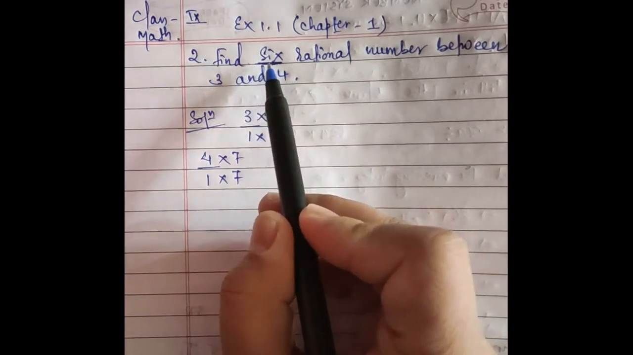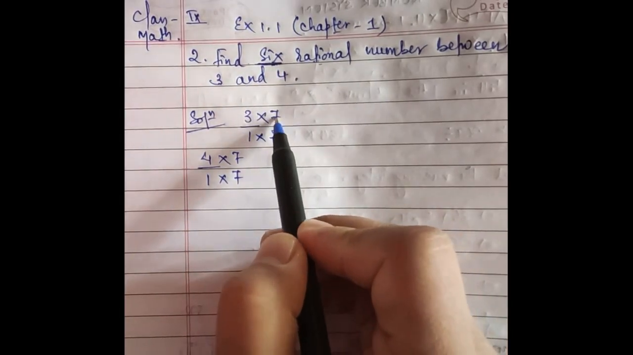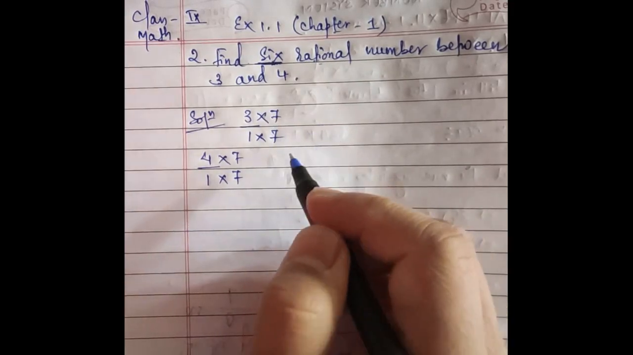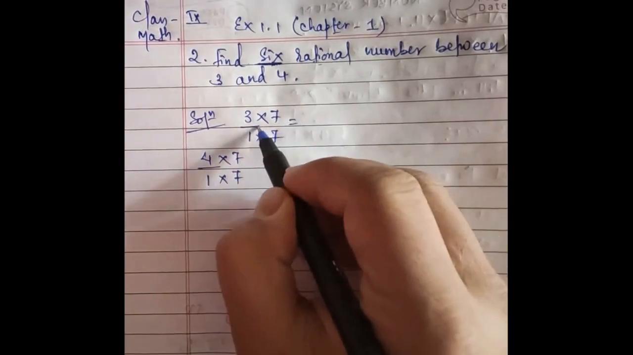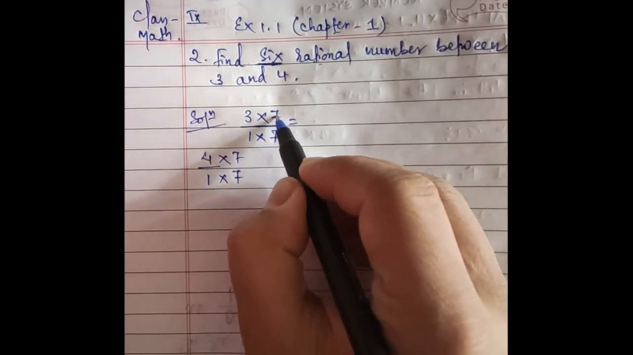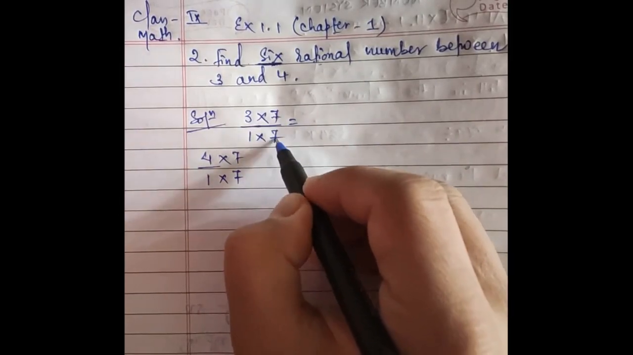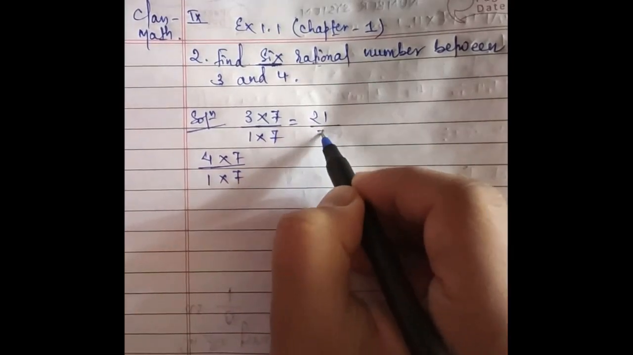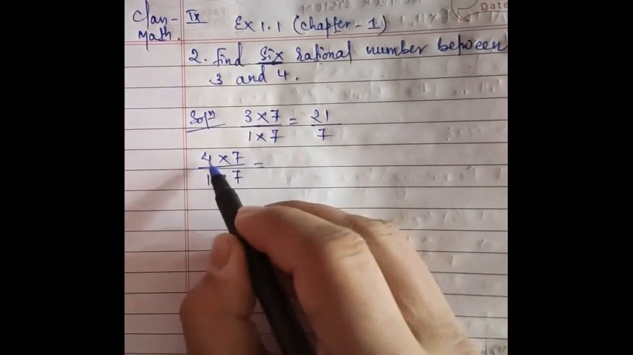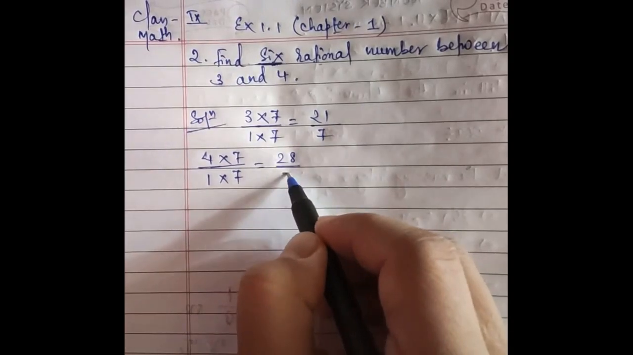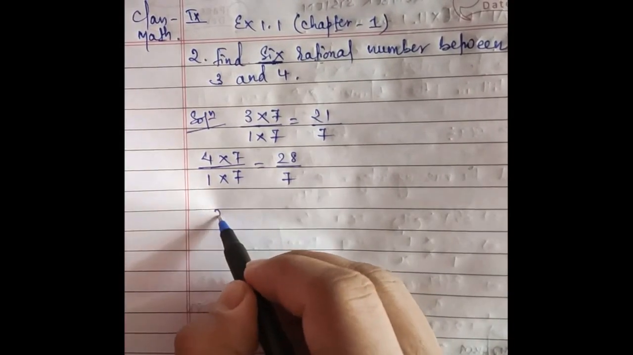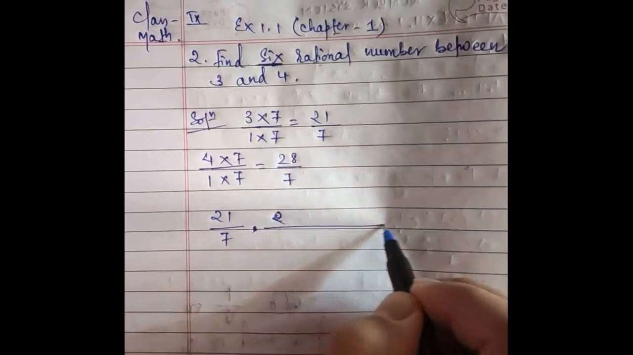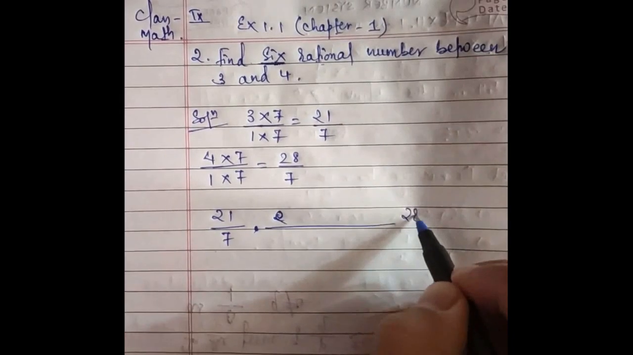If suppose the question was to find 5 rational numbers, then we could have put 6 or 7, greater than 5. Okay, so if we multiply this, what are we going to get? We have to multiply both the numerator and denominator by the same number in this also. So 3 7s are 21 by 7 1s are 7. Similarly 4 7s are 28 by 7 1s are 7. So you have to write the rational numbers between 21 by 7 and 28 by 7.